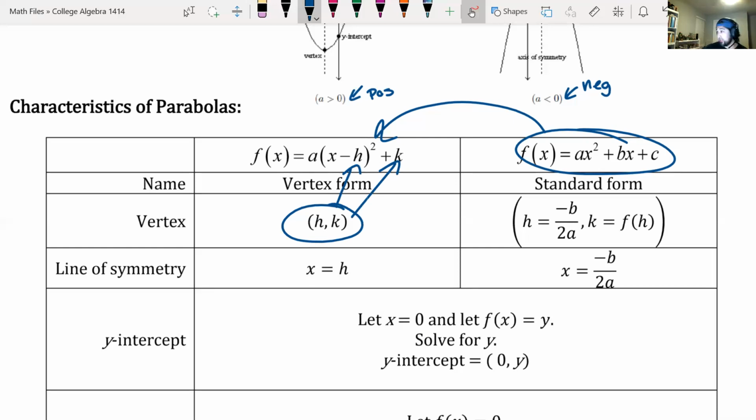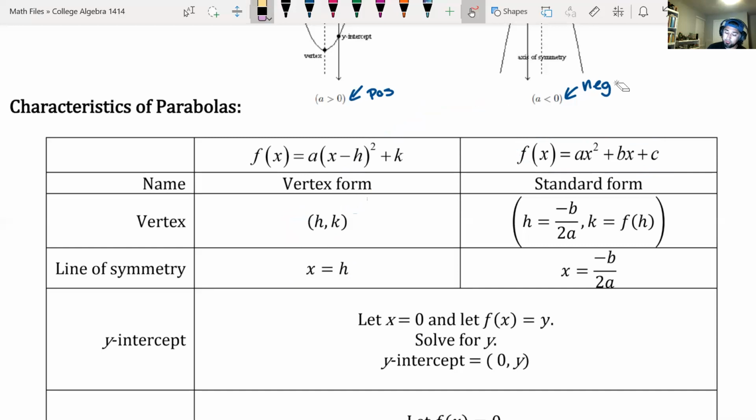And then after we have the vertex, we can then find the line of symmetry, which is given as x equals h. So this is easy points right here. If you have the h value for your vertex, that is the same value for your line of symmetry. So free money right there, right? And over here, these are the formulas to find the vertex. I'll show you how to use those as well. So we don't always have to complete the square, but I'll show you those after we get through the completing the square process.